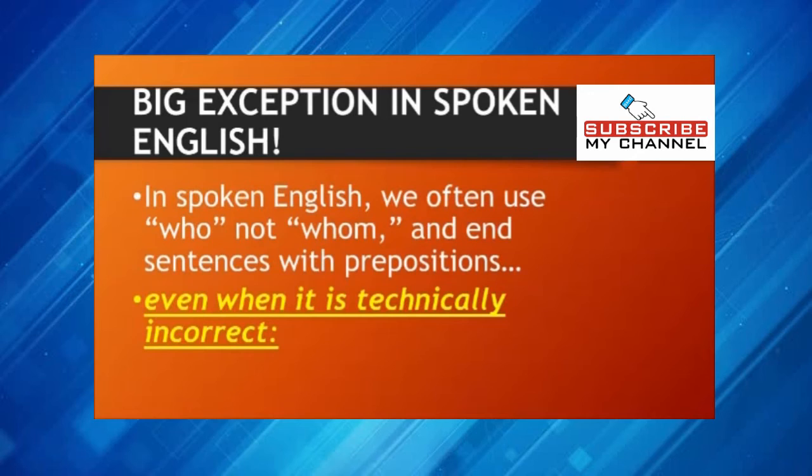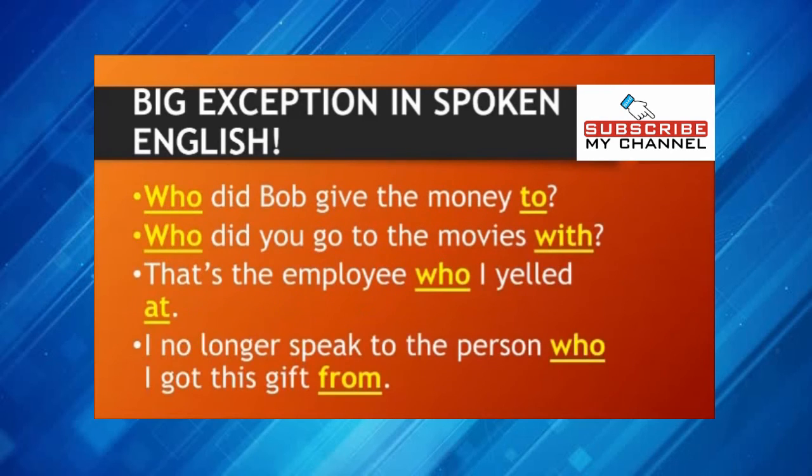But there's a big exception in spoken English. In everyday speaking, we often use who, not whom, and we end sentences with prepositions, even when it is technically incorrect. So, for example, when speaking casually in everyday English, we would say the sentences in the previous examples like this.